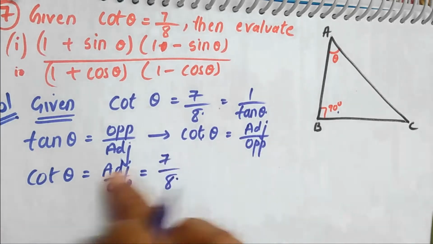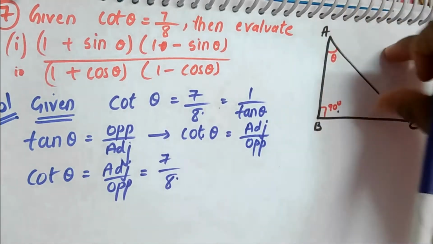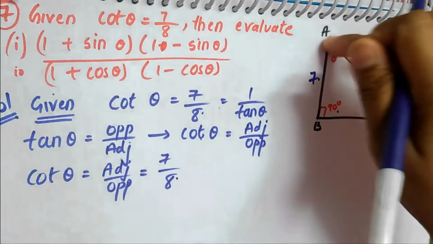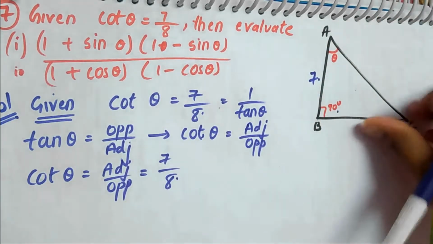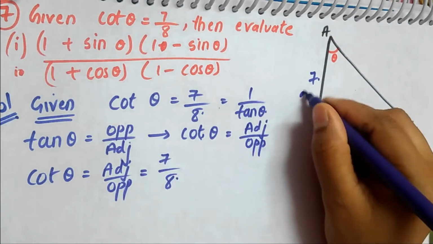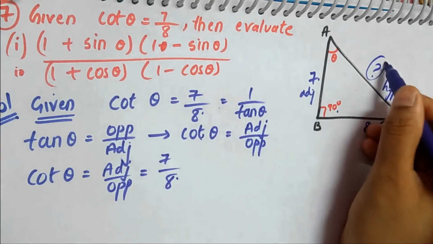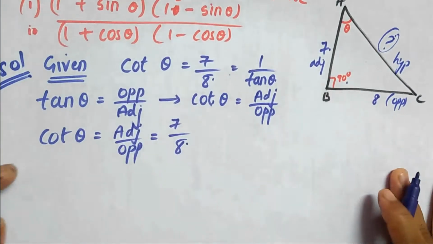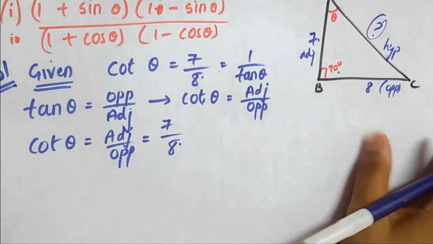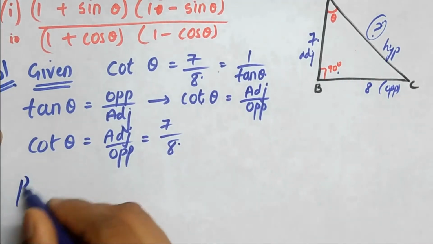We got the values for angle theta: the adjacent side is 7, and the opposite side BC is 8. This is opposite, this is adjacent, and this is hypotenuse. Are we given the hypotenuse? No, we need to find the hypotenuse. So what's the formula for it? If we don't have any of the side lengths, we will be using the Pythagoras theorem.